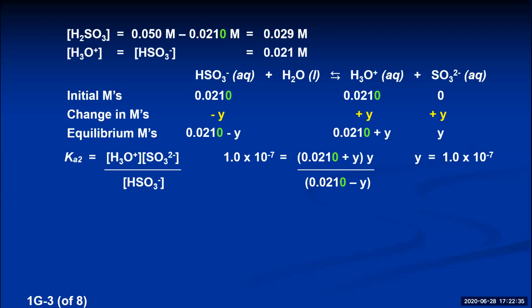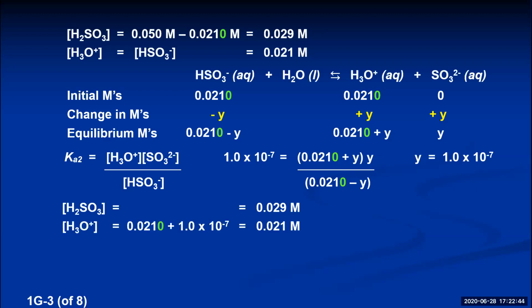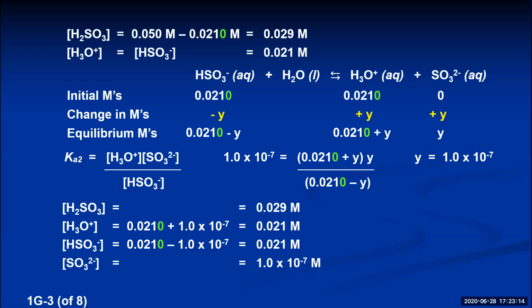So now we can amend our answers from above. The H2SO3 concentration wasn't affected by the second ionization, so it stays 0.029 molar. The hydronium concentration is going to be what it was initially, but on the equilibrium line under hydronium, it says plus Y. So you have to add 0.000001, and that actually doesn't affect the 0.021, so it stays 0.021 molar. The bisulfite concentration is 0.021 minus 0.000001, and once again, that's so small it doesn't affect the number, it stays 0.021. And then the sulfite concentration is our Y value. That was 1.0 times 10 to the minus 7th.